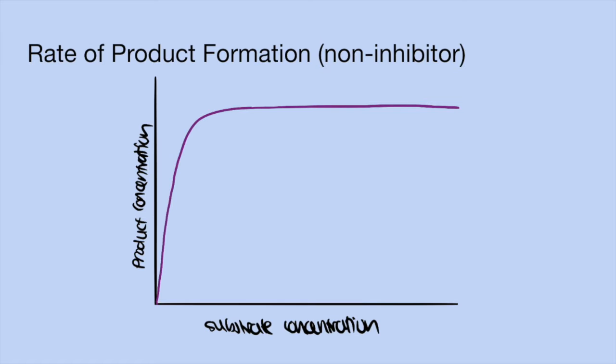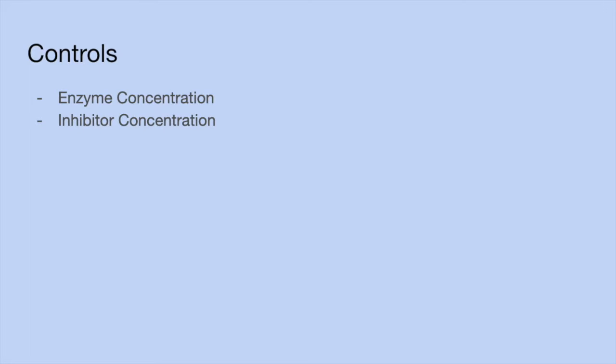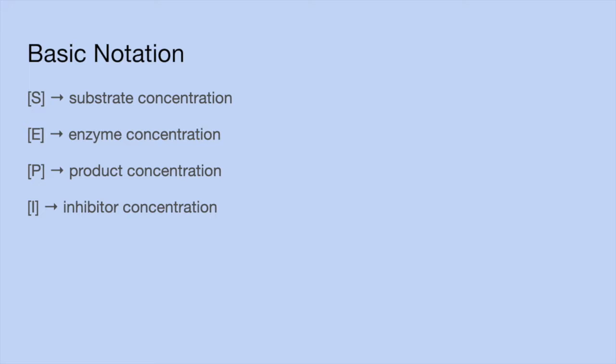We should first define the axes of our graph. Our x-axis is going to be the change in substrate concentration, and the y-axis is going to be the change of the product concentration. Although we have already previously mentioned this in videos, controls that we must have for this reaction are enzyme concentration and, if available, inhibitor concentration. This is because we only want to test the effects of our independent variable, substrate concentration, on the product concentration.